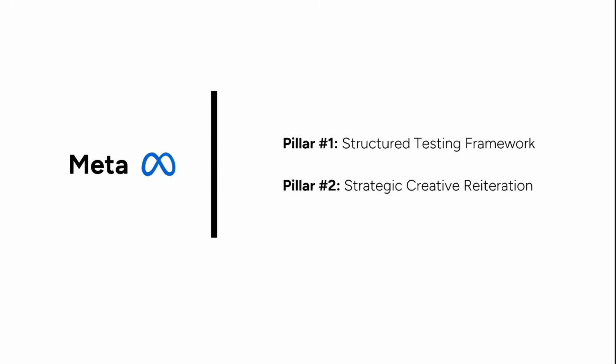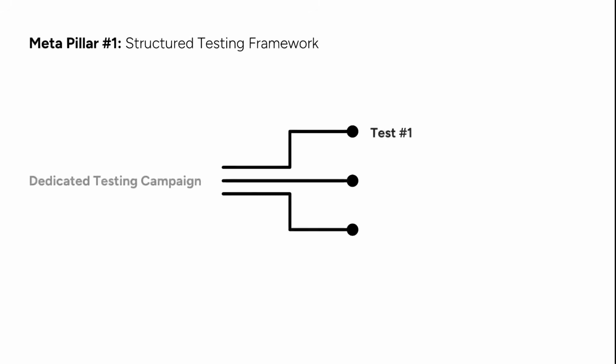There's two key pillars when it comes to Meta advertising for e-commerce brands. Pillar number one is having a structured testing framework, and pillar number two is having strategic creative iteration. What does a structured testing framework actually look like? This looks like a dedicated testing campaign, which is an ABO. It's really important that it is an ABO.